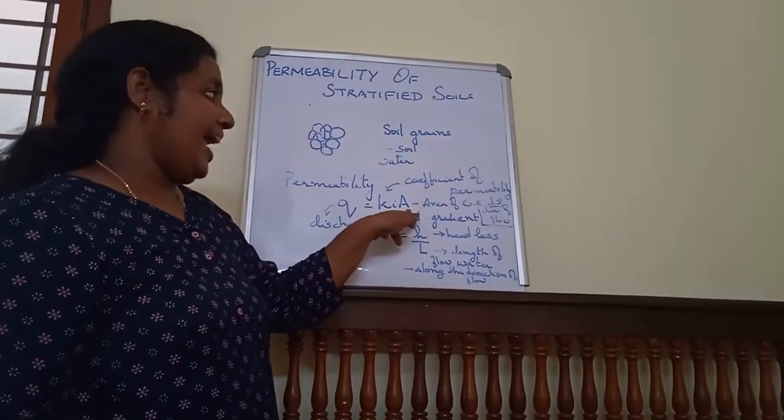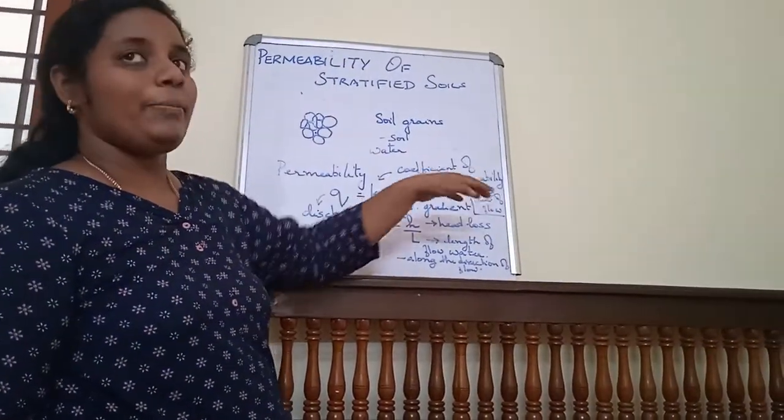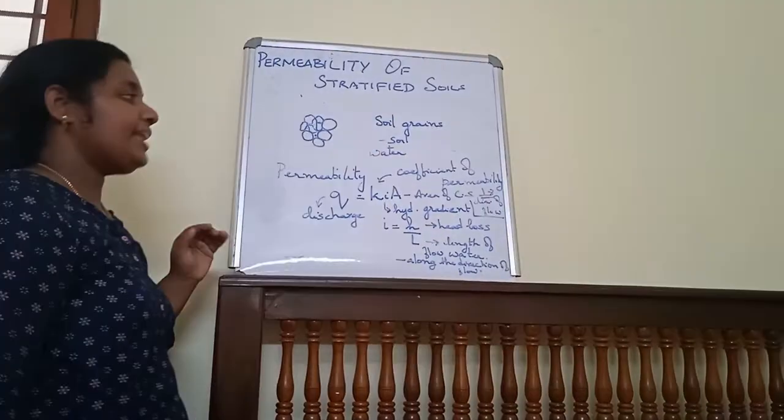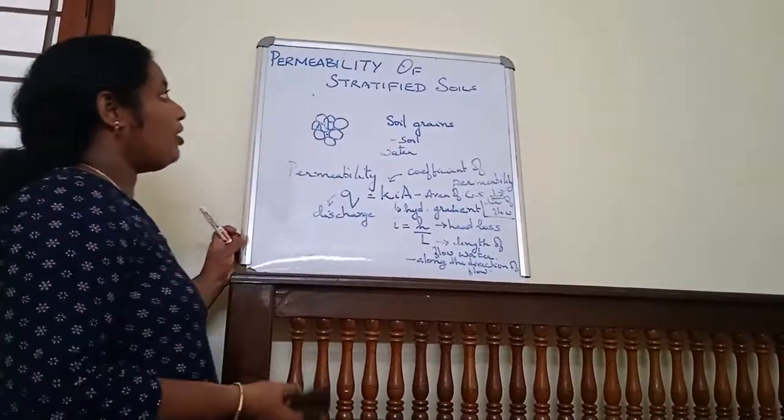In the main equation, A is the area of cross section, and this area of cross section is measured perpendicular to the direction of flow. Now we come on to the topic.